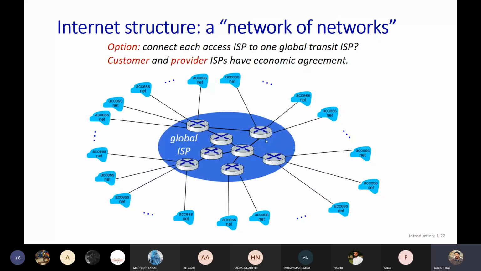This is a global ISP, and each access network has a connection to that one global transit ISP, and through this transit ISP the communication is done. So this is more feasible. If you compare it with the previous solution, this is more feasible, right?